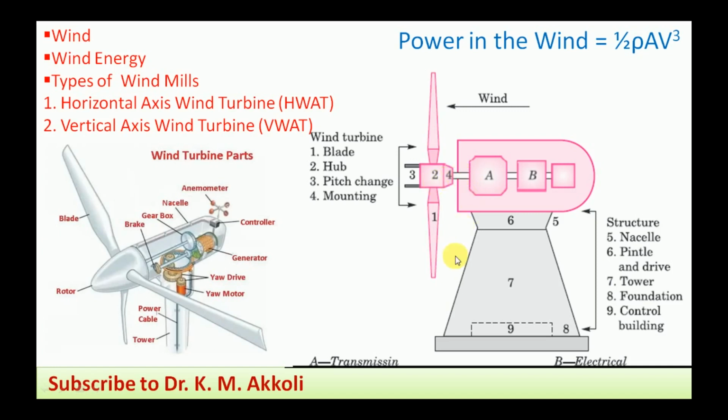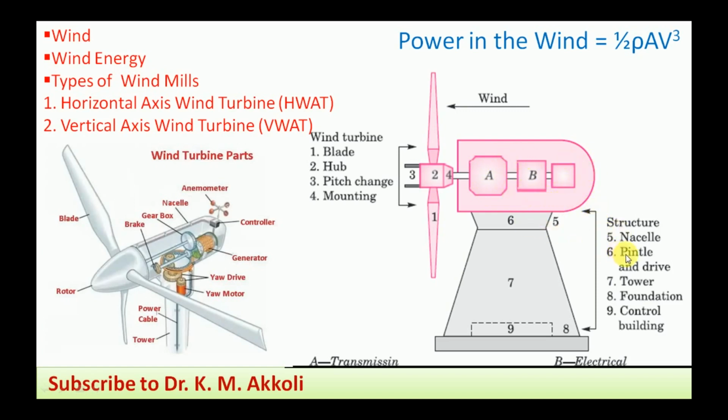Then the fifth one is the nacelle. The nacelle is the support for this, and it is the housing for all the conversion mechanisms. The conversion components are first the gearbox, then the turbine, and then the yawing, that is, changing the direction of the wind turbine. All are housed inside this nacelle.